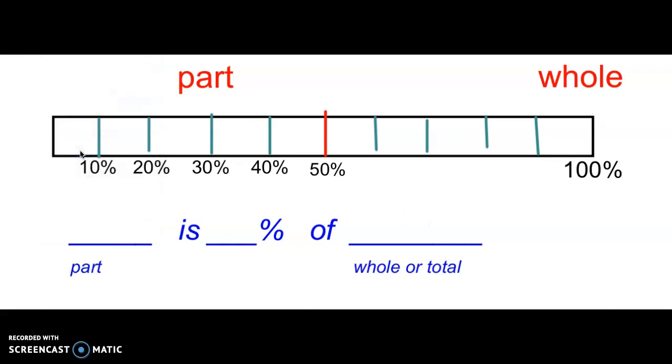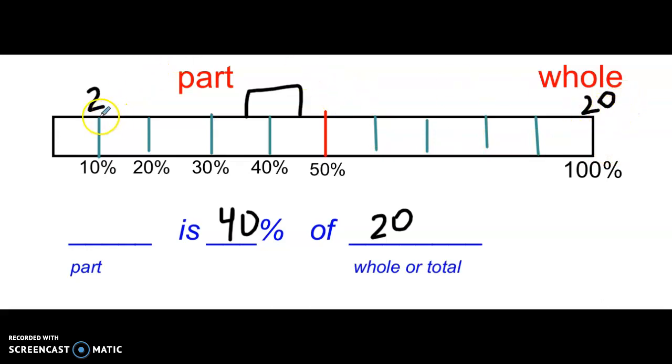Here's another example. Let's say we want to figure out 40% of 20. So 20 is our whole or total. So here's our whole, 20. And we want to find 40%, which is right here. So let's find 10% first. So 10% of 20 is 2. Again, we just move the decimal one place to the left.